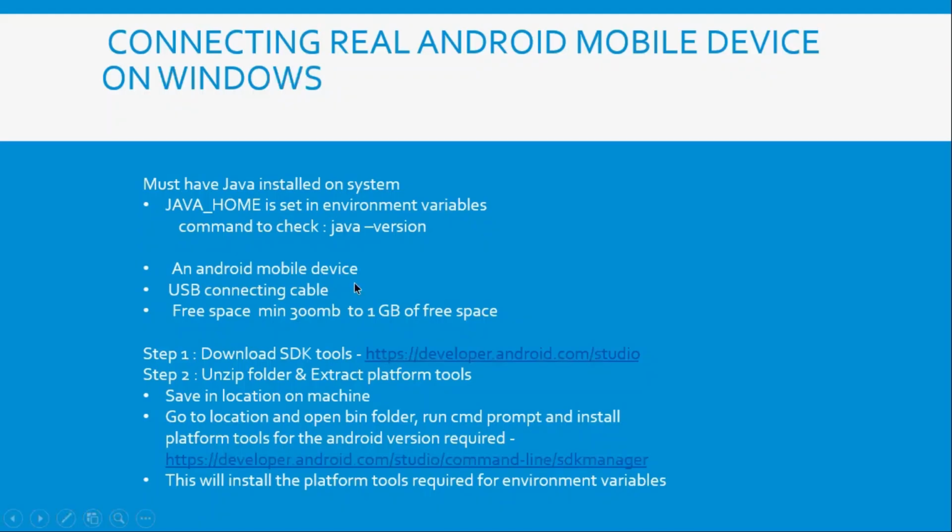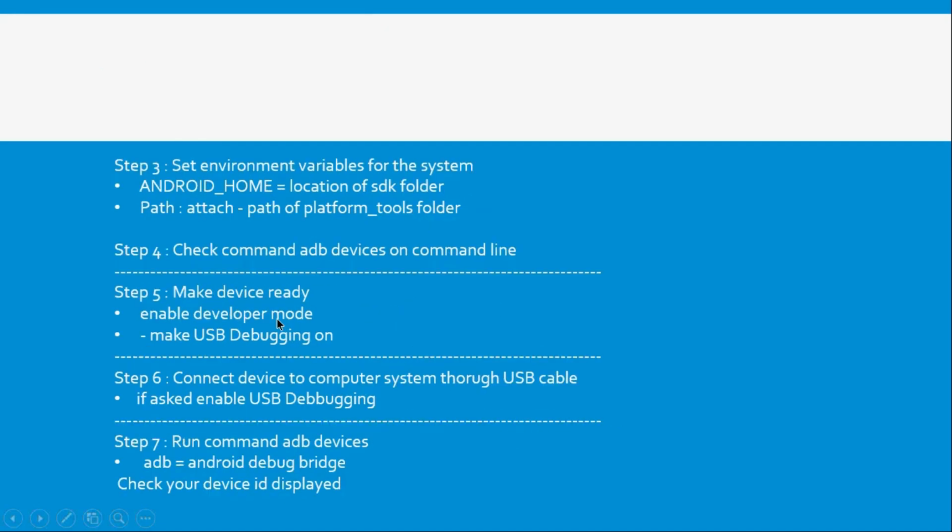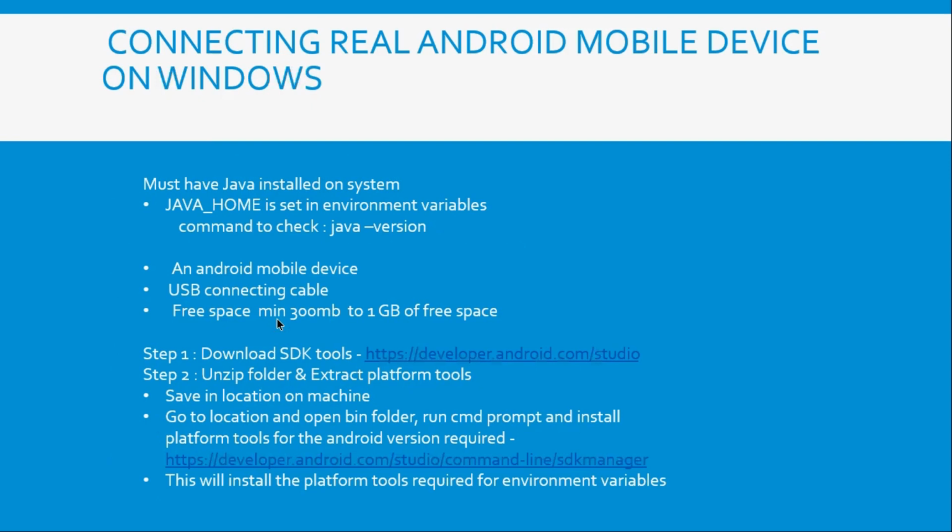Right, so after installing Java and setting up the environment variables for Java home, we've checked that we have Java installed on our machine using java -version. Now, as part of connecting a real mobile device to your Windows machine, you need an Android mobile device, a USB connecting cable, and you also need a bit of space on your machine.